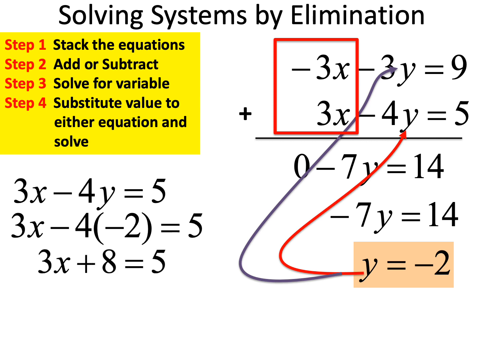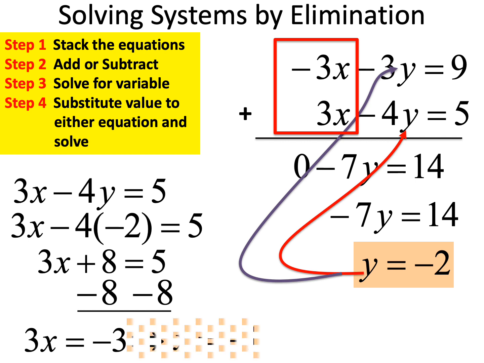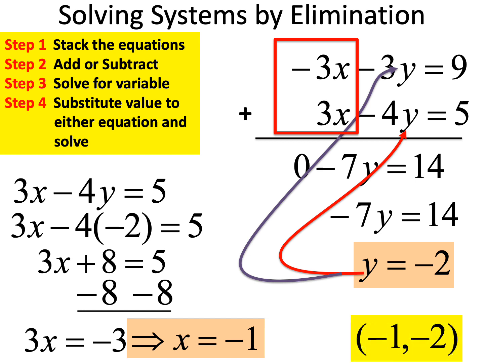Negative times a negative is a positive. Subtract 8 from both sides. Divide both sides by 3, and we get x equals negative 1. So the final answer, remember, is x comma y. So negative 1 comma negative 2 is the answer.